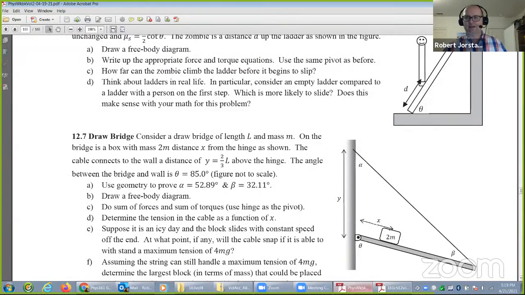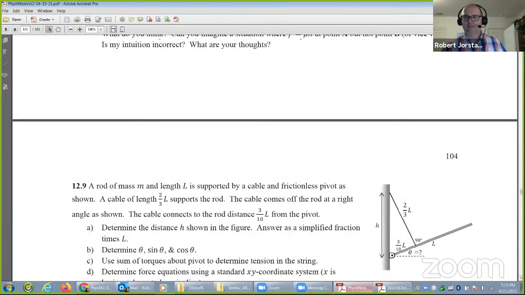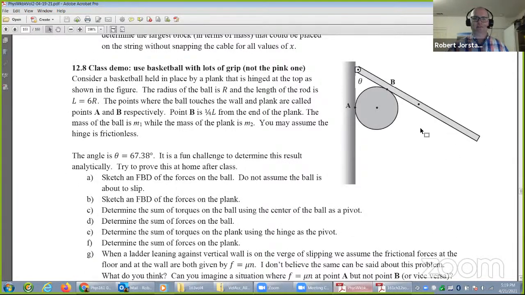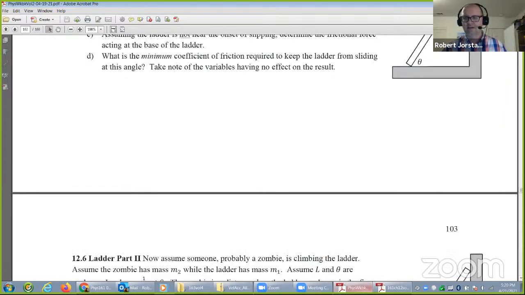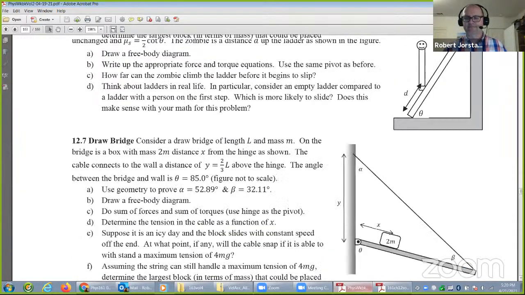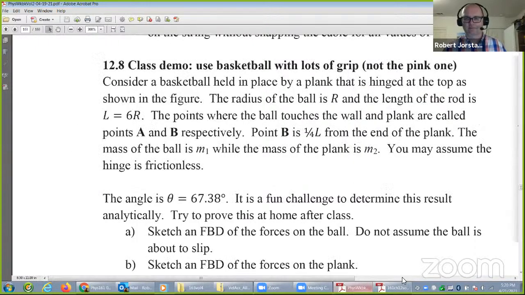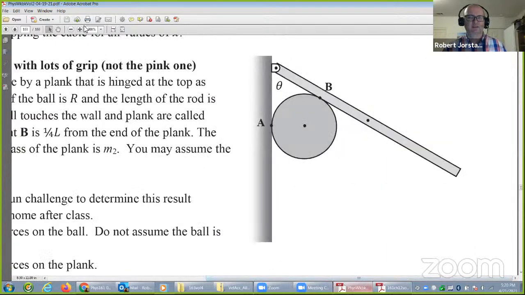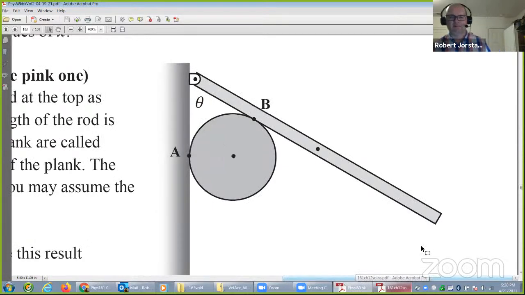Let me see if I can get you a good problem here. By the way, I thought about this one. Whatever. Let's talk about this some other time. There we go. I don't think we talked about this one last time. I think we said we were going to start here. So let's look at 12.8, page 103. And then I'm going to make this bigger and just draw on it right here. Can I make this even bigger? There we go.